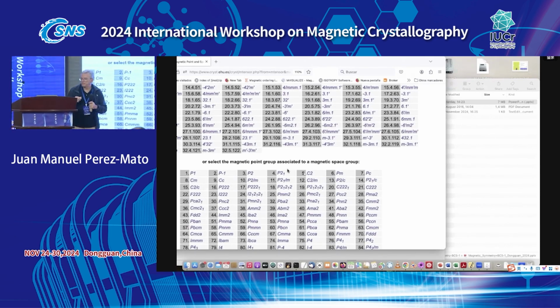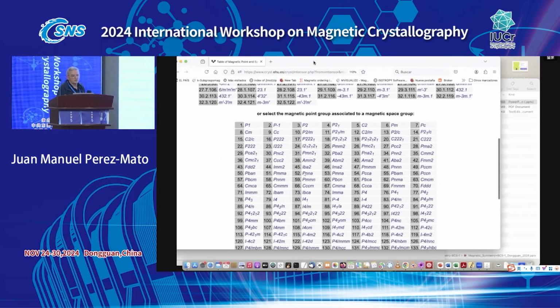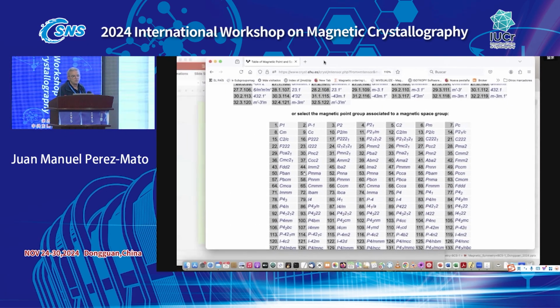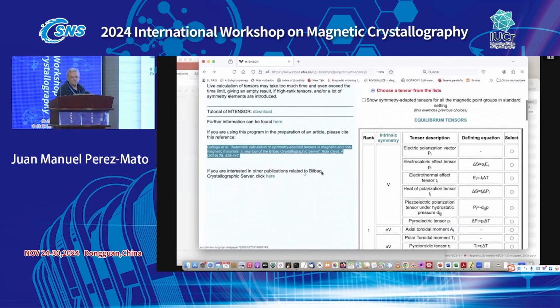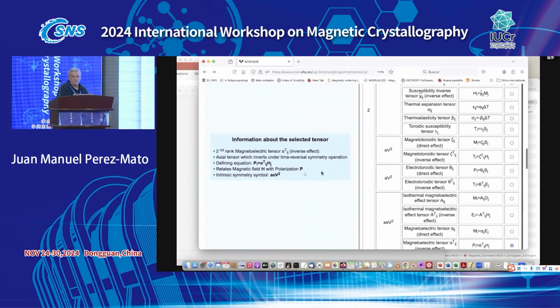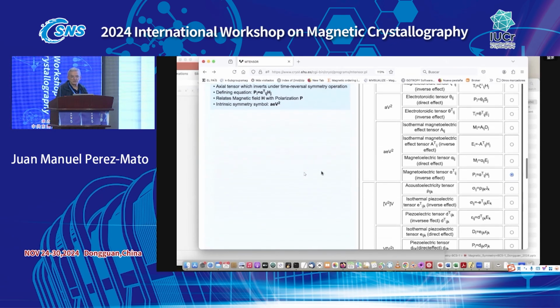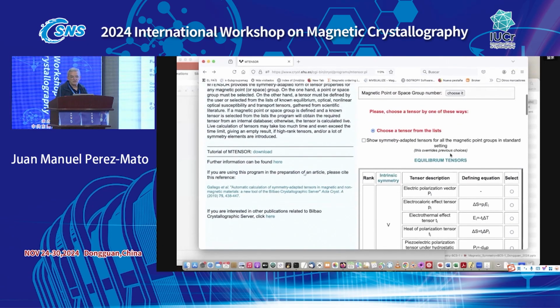So here you go to your group or your point group, and you see what are the constraints. But in our case, there is another possibility, which is you can click here, show symmetry adapted tensor for all the magnetic point groups in a standard setting.